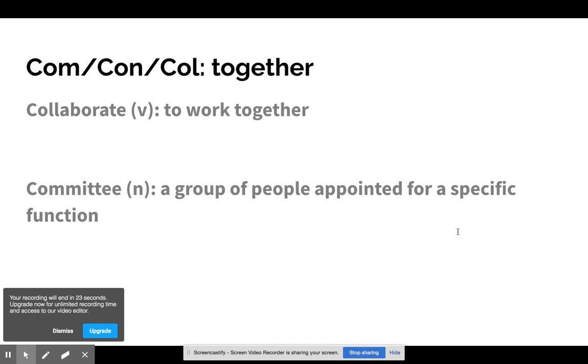So collaborate is a verb that means to work together. Literally, you can see the root labor in there, which is the Latin word to work. And so if you collaborate, you work together. We do a lot of collaborating in class. Unfortunately, now we're not really allowed to collaborate in person. So we have to collaborate electronically. And then a committee is a group of people appointed for something. Mit means to send, so it's literally people sent together.